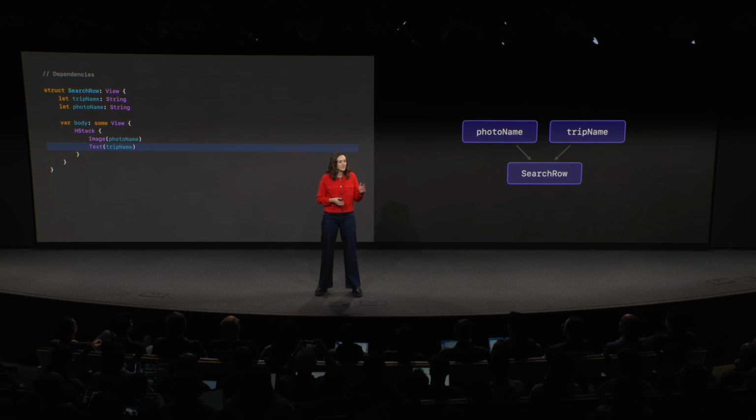SwiftUI tracks this because for the pixels to be correct, they need to represent the right photo name and the right trip name. If either of those change, for instance, if I provide a new photo name which I'm representing with this red dot, then the pixels for the search row would be out of date, and SwiftUI would need to draw new ones. Dependencies are like the inputs of a view.